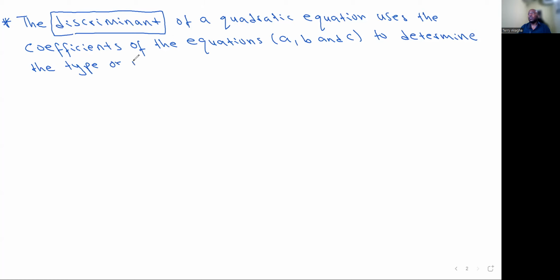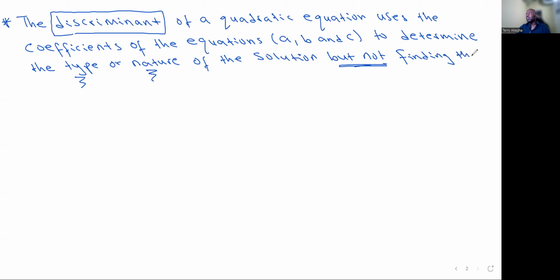or nature. All right, so we use the discriminant to find the type or the nature of the solutions, okay? It just tells you the type or nature of the solution, but not the solution itself. So it's very key, all right? It does not tell you what the solution is. It just helps you to know the type and the nature, but it does not give you the solution. Is that okay?